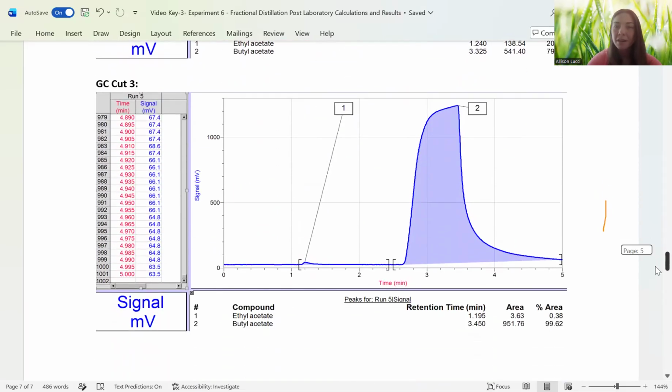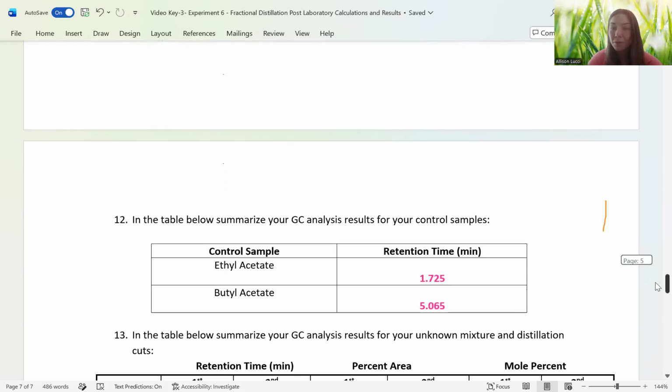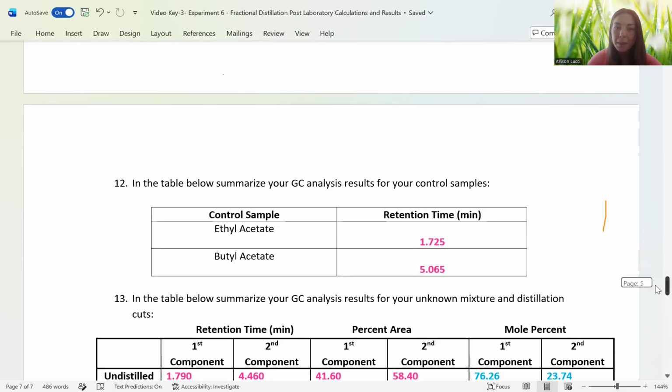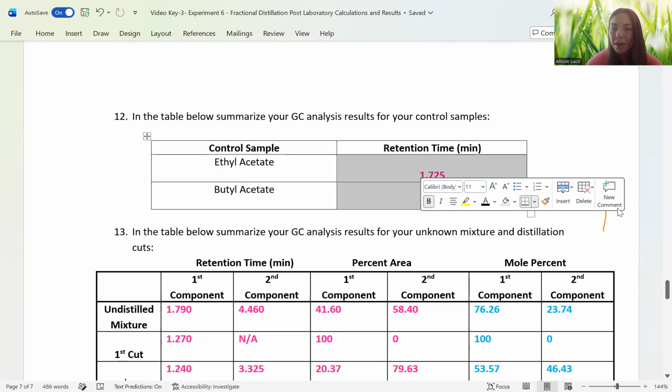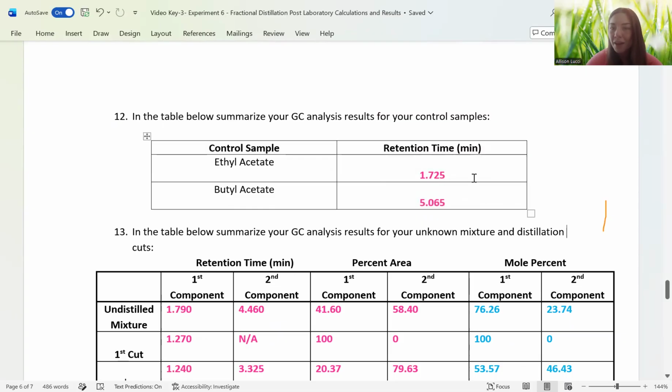And then this is our last cut. As we expect, we have a majority of our second component, our butyl acetate, and we can see maybe a tiny bit, about 0.3% of the area, for our ethyl acetate. We're going to analyze each of those chromatograms separately in the last video that you take a look at. But remember, I said those standard values. This is where we would put in those retention times right here from our control samples.